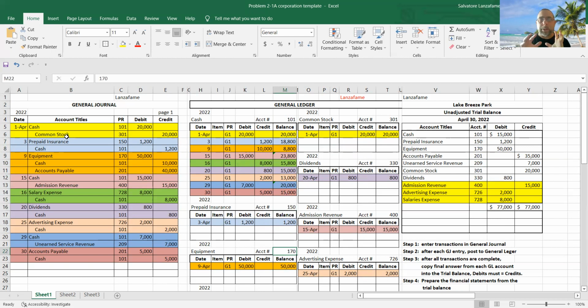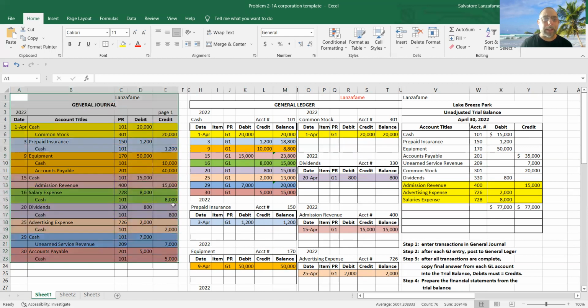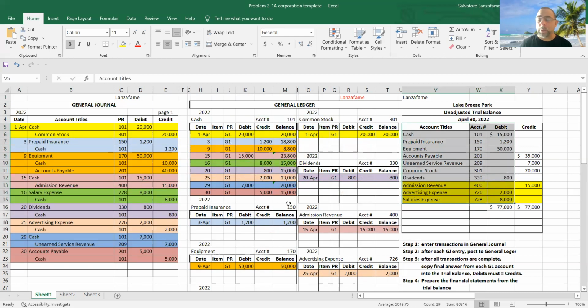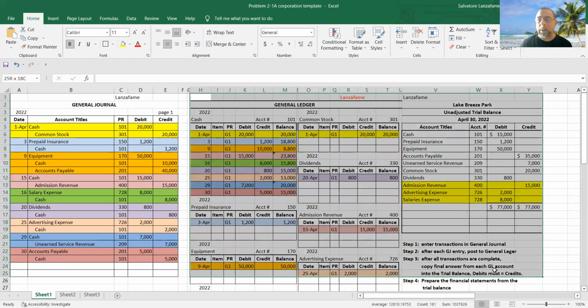So when you're doing steps 1, 2, and 3, where you do most of your thinking is step 1. Step 2, you're copying. Step 3, you're copying what your final answers from step 2 are. So don't make step 2 and step 3 hard. Don't make them more challenging than they actually are. That's considered to be easy, right? The hard part is the general journal.